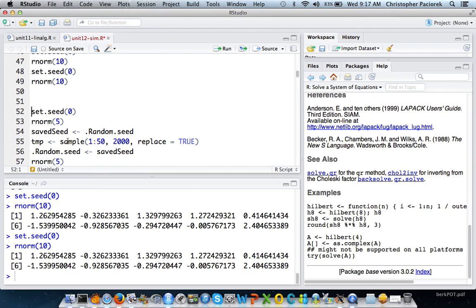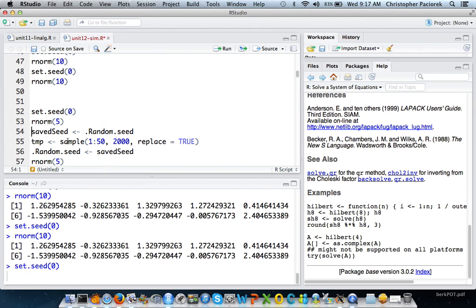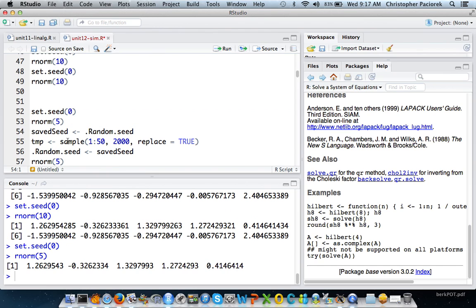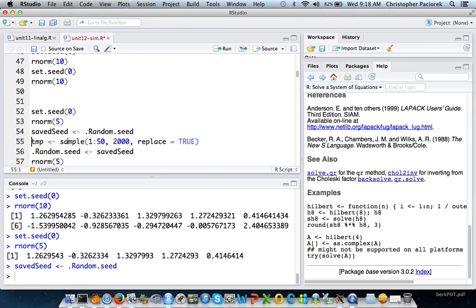And I can play games like this. I can set the seed, generate 5 random numbers. So these are the first 5 of the 10 that I've already generated, of course, because I set the seed to 0. I can save the seed, and the seed is stored in .Random.seed. So I'm going to save that into an object called saved seed. I'm going to go ahead and do something that involves random number generation. I don't really care what.